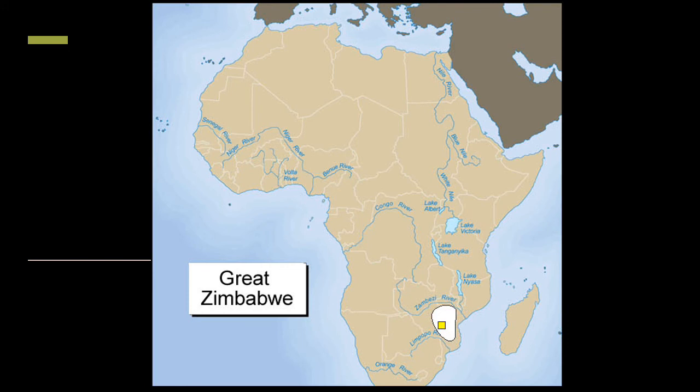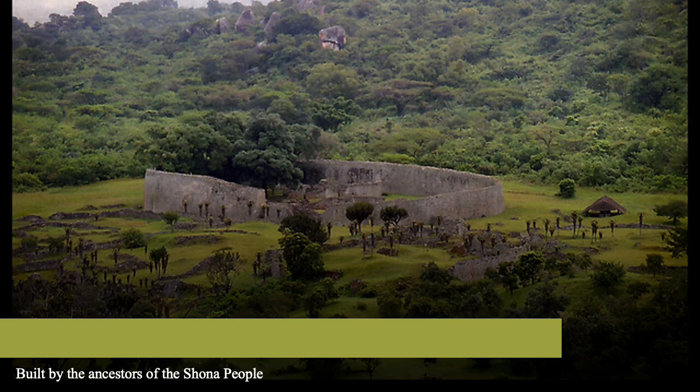Here's a map. You can see it located in the southeastern part of the African continent, south of the Zambezi and north of the Limpopo rivers. Great Zimbabwe was built by the ancestors of the Shona people, who are one of the peoples that we talked about in the Bantu expansion. The Shona are one of the Bantu peoples that migrated from equatorial West Africa southward into this region sometime before about 1,000 or 2,000 years ago.